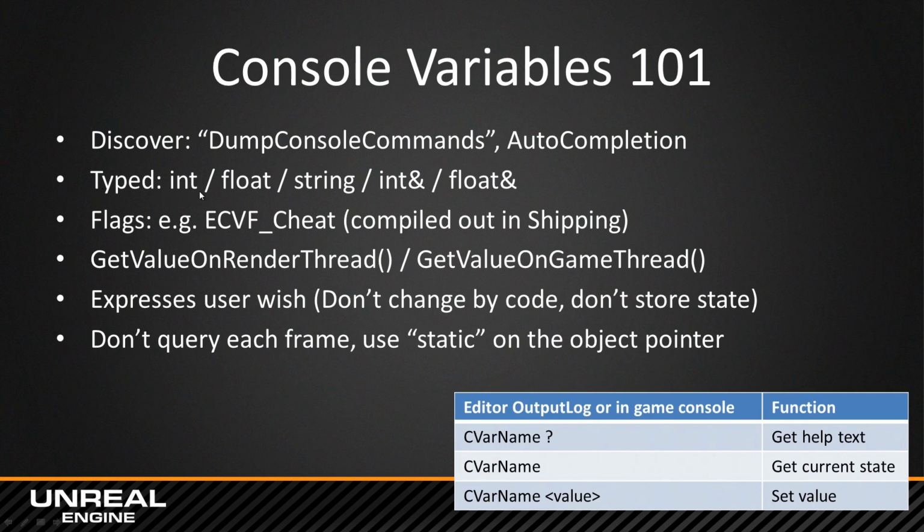The console variables can be typed, as they store an internal state, and that can be an integer or a float or a string, or it can also be a reference to an integer or to a float. These are often not really needed. It's kind of convenient if you already had a global that you wanted to customize. These are really the good ones to use, and ideally they're really fast, and we have optimized code for that.